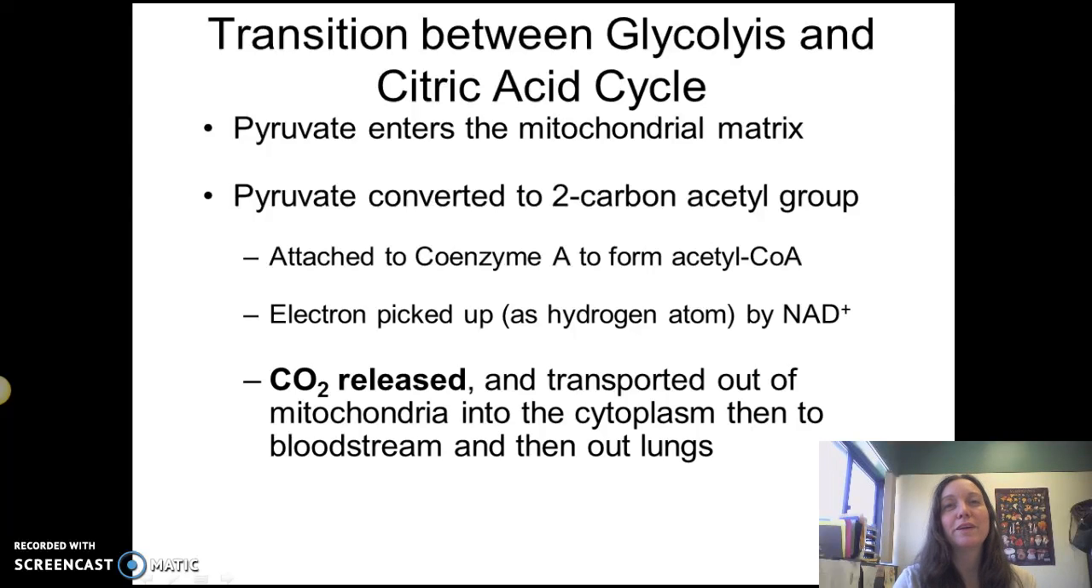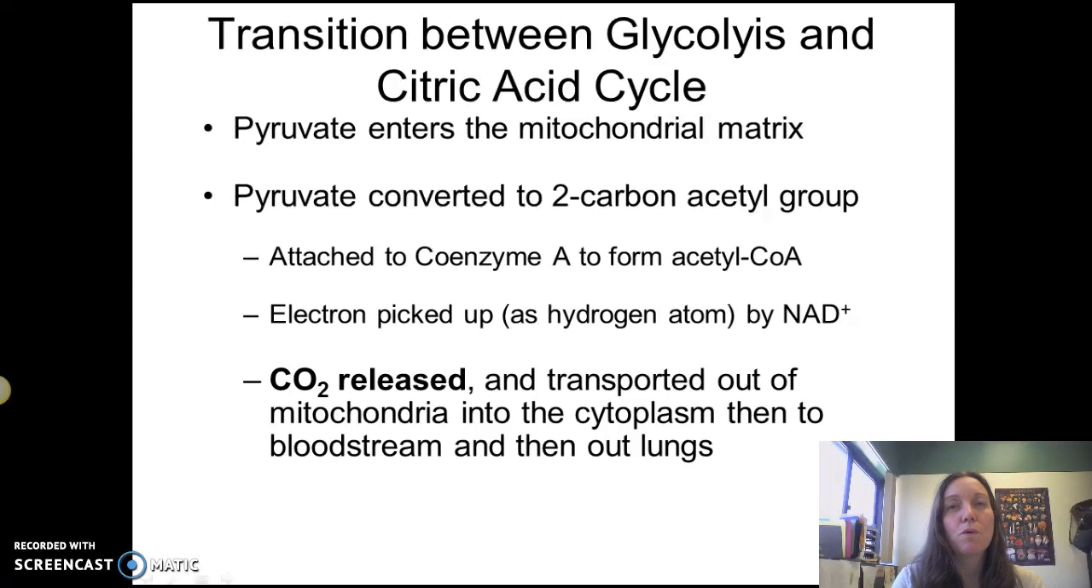Hi students, when we left off I was talking about glycolysis. It's the first step of cellular respiration. Now the next part of cellular respiration involves the mitochondria. The mitochondria accepts the pyruvate molecules, but something has to happen first.